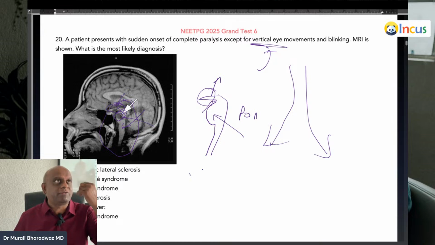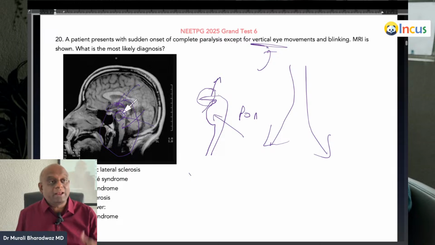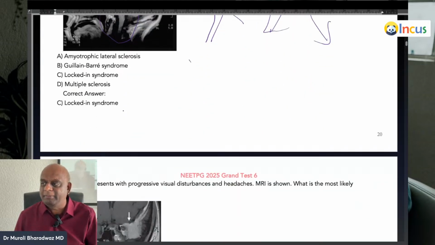The only thing left over is the vertical movement of the eye, for which the center is located in the midbrain. Midbrain is intact. So the only movement the person has, lying down on the bed, is vertical eye movements. It is called locked-in syndrome. Whenever pontine hemorrhage is there, he will have quadriplegia with loss of horizontal gaze of eyes, and the only movement left is vertical gaze is what you need to basically remember.